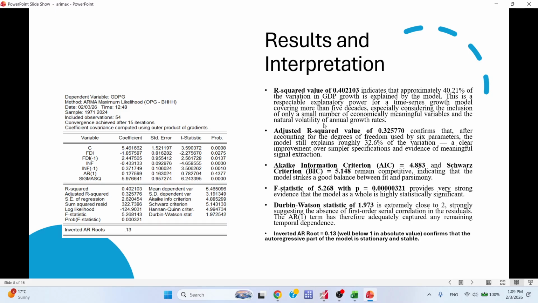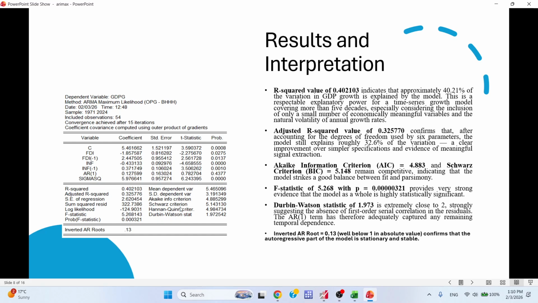So especially considering the inclusion of only a small number of economic meaning variables and the natural volatility of annual growth rate. As you can see, we have included only two independent variables, so that's why the R square value is very low. Then comes the adjusted R square. Adjusted R square value is 0.32, confirming that after accounting for the degrees of freedom used by 6 parameters, the model still explains roughly 32.6% of the variation, a clear improvement over the simplest specification and evidence of meaningful signal extraction.